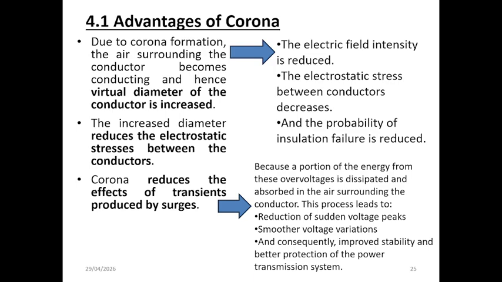Additionally, Corona plays a beneficial role in mitigating transient effects such as lightning or switching surges. By dissipating some of the surge energy into the surrounding air, Corona helps smooth out sudden voltage spikes, thereby improving the overall stability and protection of the transmission systems.